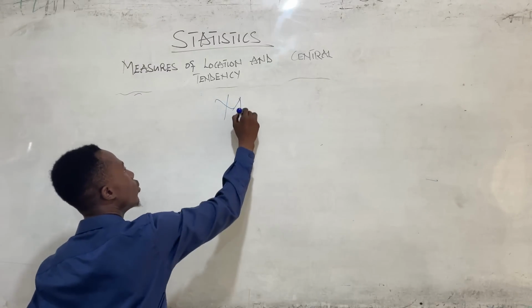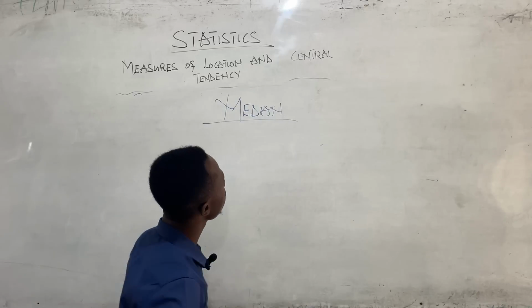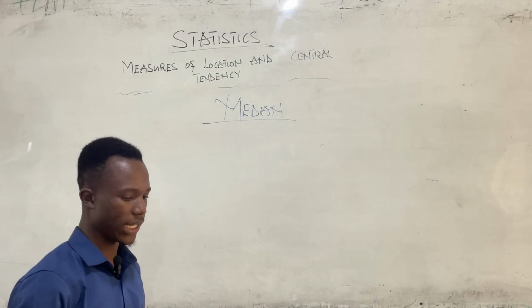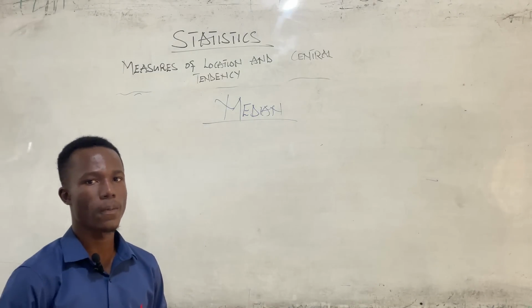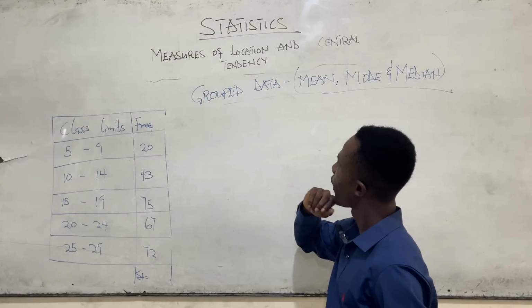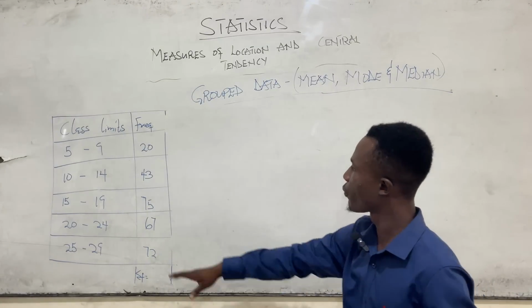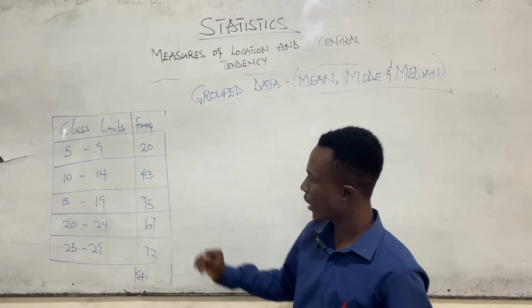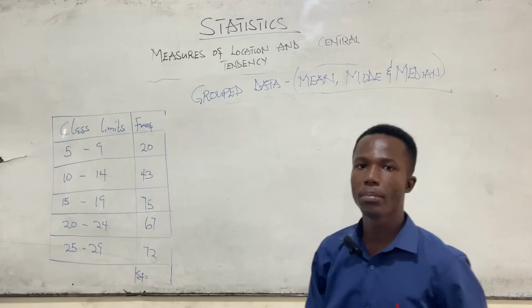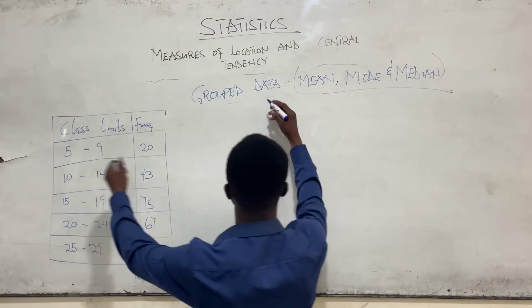For median, we are interested in the number located in the middle of a particular data, because we are talking about central tendency. Now we are going to look at grouped data, and how to calculate the mean from data that has been grouped into classes. We'll do the same for mode and also median. Let's first look at mean.